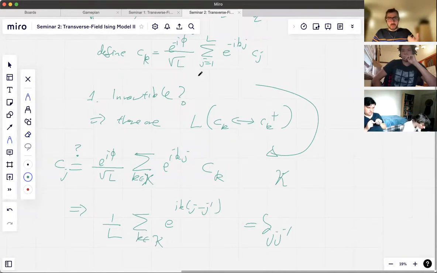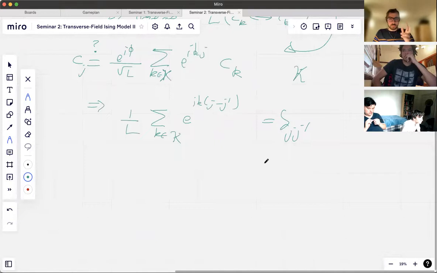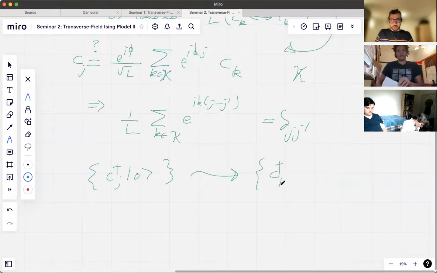So I've written this as defining new operators in terms of old operators, which is a perfectly good way to define everything. But what's happening under the hood, so to say, is that we're taking one basis, the set of C_j daggers acting on the vacuum, and transforming to a different basis, which is the C_k daggers acting on the vacuum. And we're doing so in a way that is unitary.